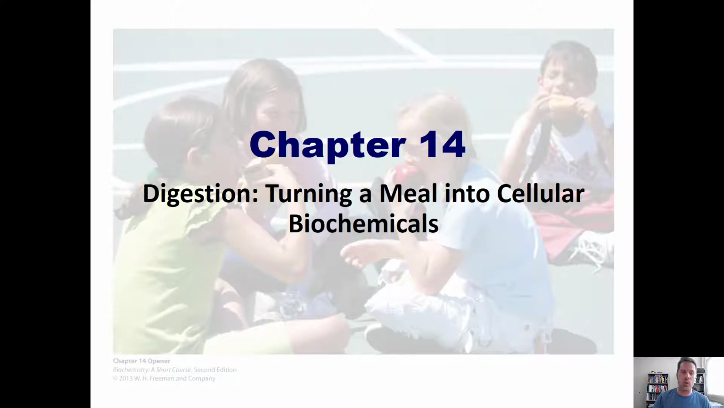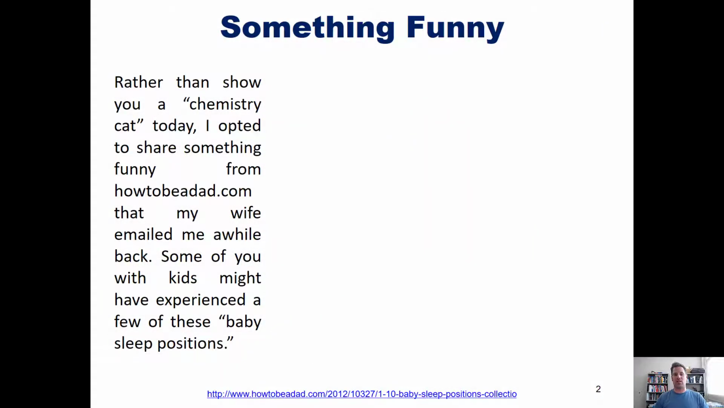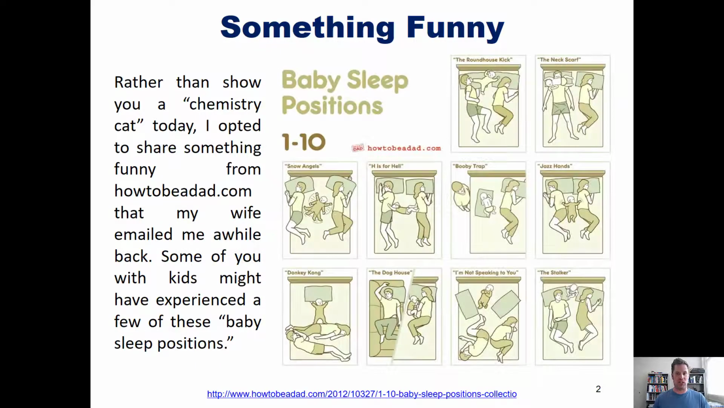Before we begin, we always like to start with something hilarious. Instead of showing you a chemistry cat for today, I opted to share something funny from howtobeadad.com that my wife emailed me some time ago. Some of you with kids might have experienced a few of these baby sleep positions. My favorite one, though, of all of these, because I've experienced this back when my kids were little, is H is for hell. Ha ha ha!